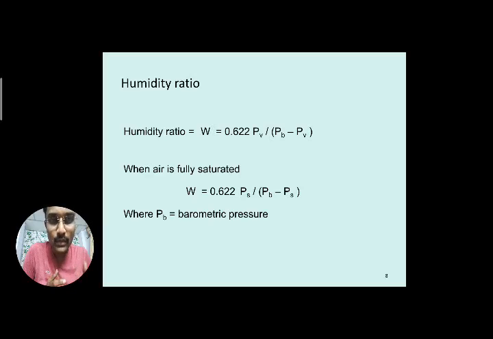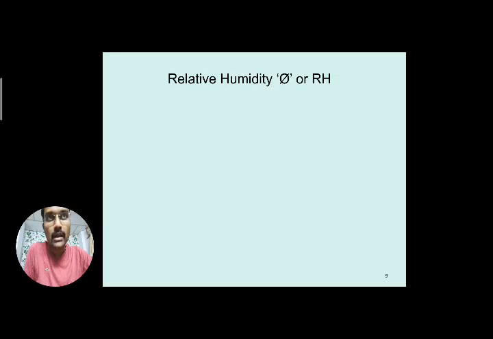Remember that when air is fully saturated, W equals 0.622 into Ps by Pb minus Ps. Now we'll see the terminology. What is Pb first? It's the barometric pressure, which you measure directly with the help of an instrument. Pv is the vapor pressure, and Ps is the saturation pressure. These are the terminology and the mathematical formula for the humidity ratio or specific humidity, or simply humidity, which is denoted by capital W.